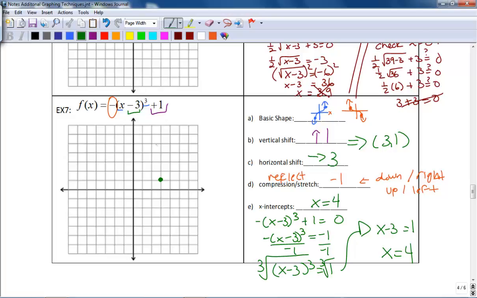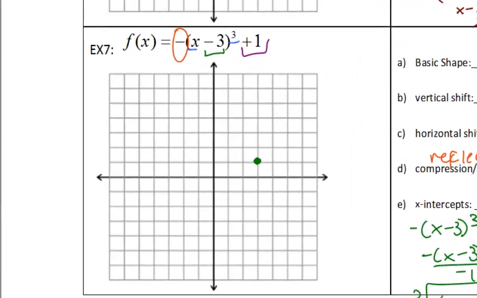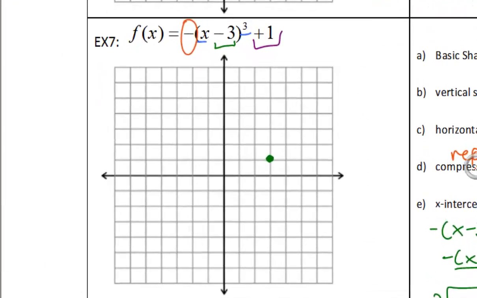Ooh, and we actually forgot to do our key points. So let's go back and do that. We had said that our compression stretch was -1. So from the vertex, it said down and right 1. Then I have to go back to that vertex, and I need to go up and left 1 there. So those are my key points. Now, my x-intercept we said was 4. 1, 2, 3, 4. Woo, I already graphed that.